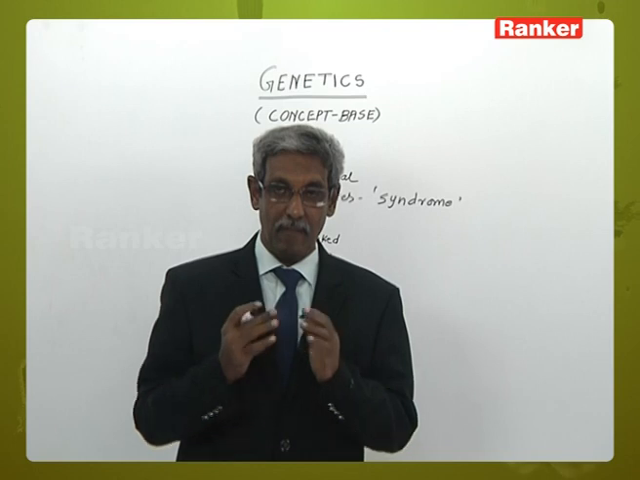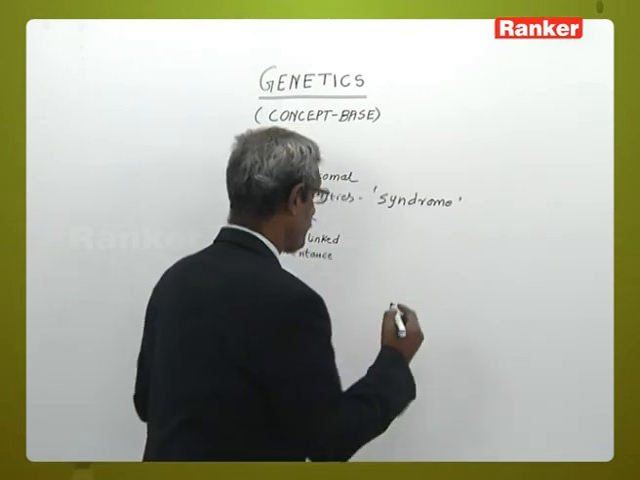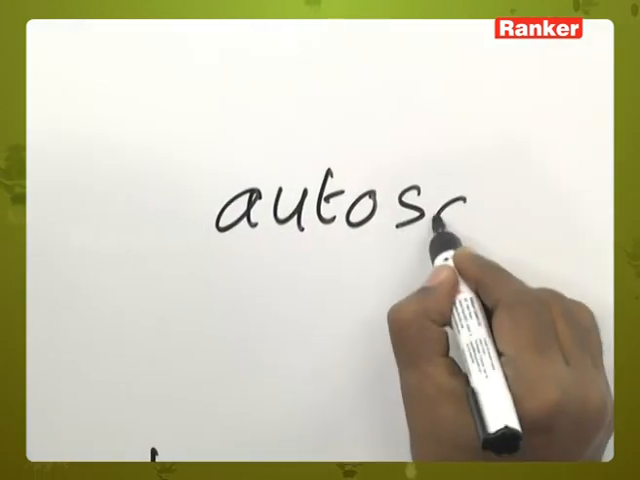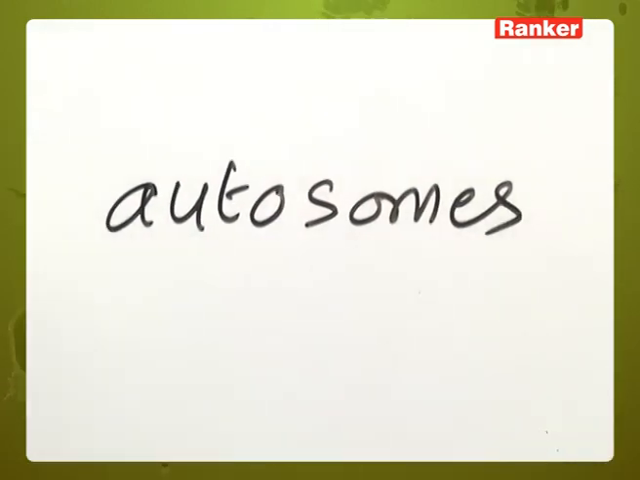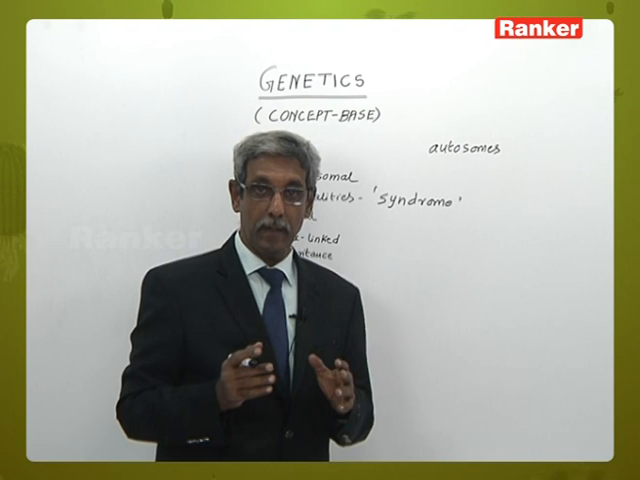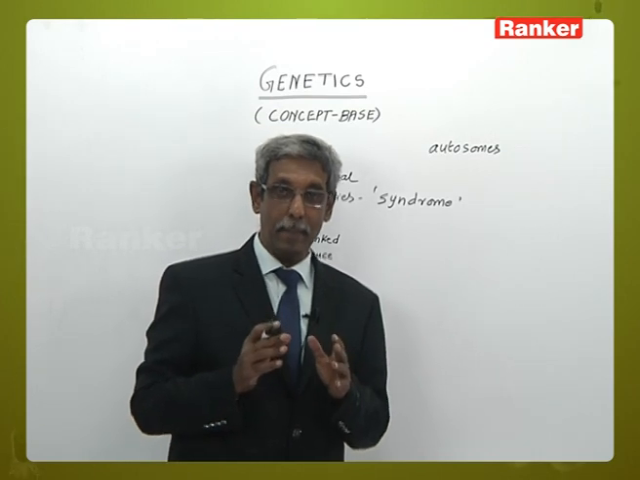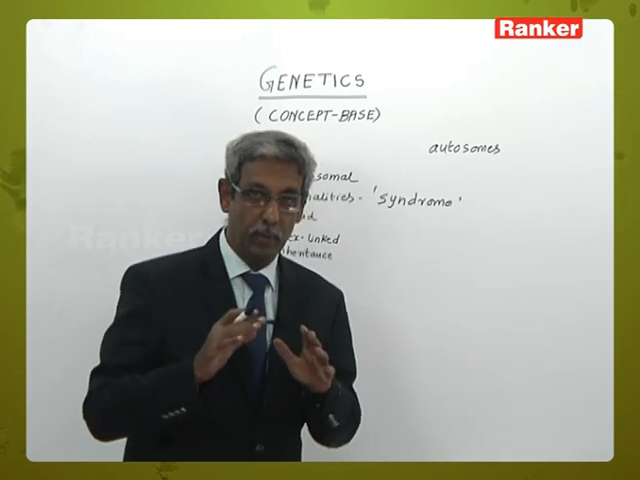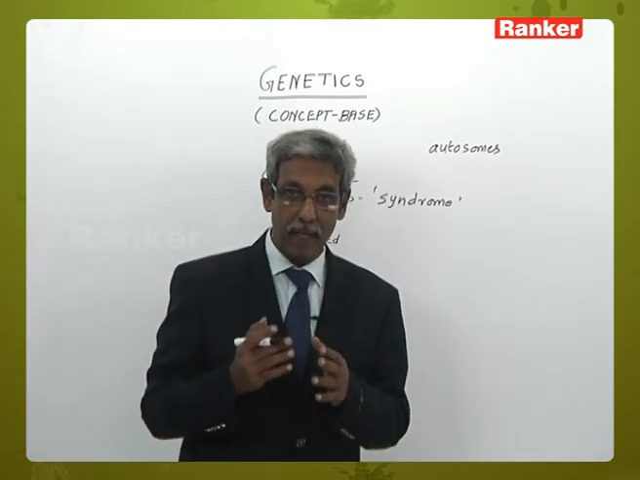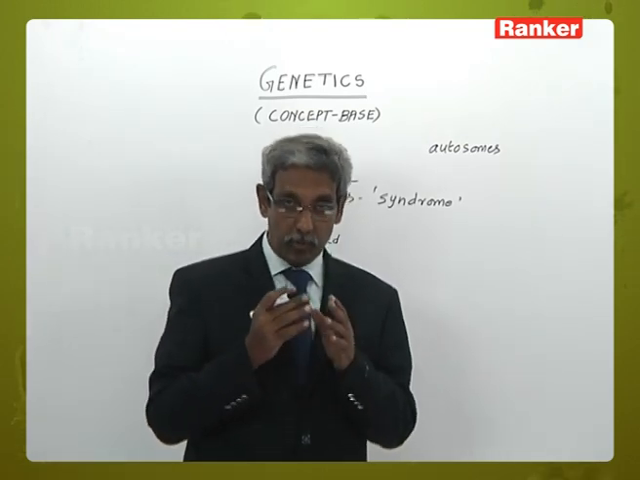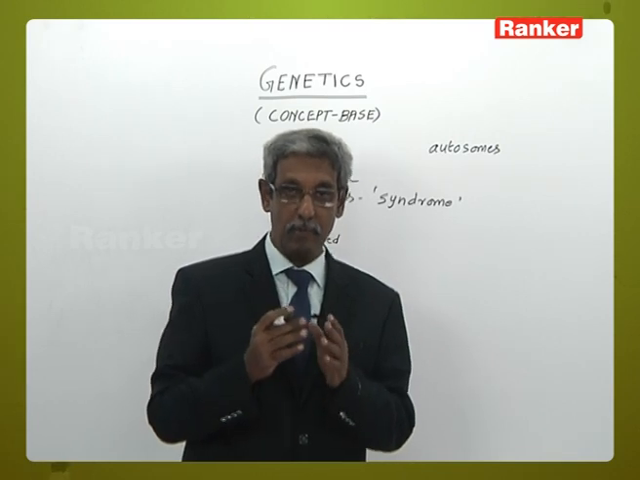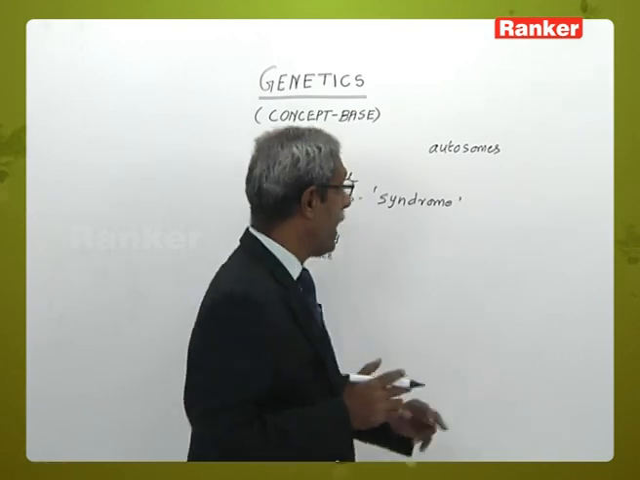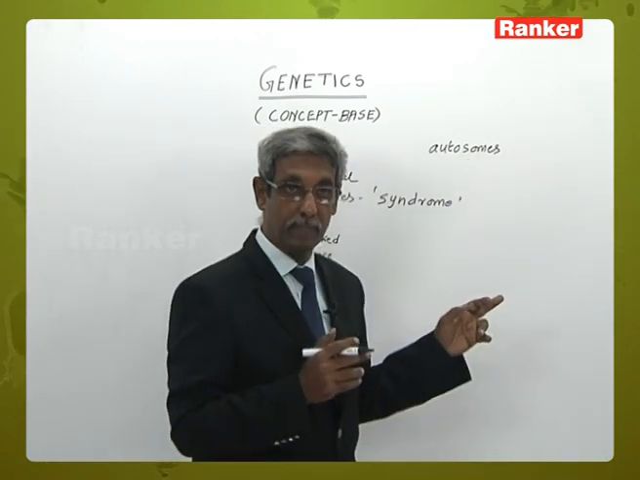That is, when we take the autosomes, the autosomes are the somatic complement of any particular cell. If you take a normal human being, we have 22 pairs of chromosomes, that is 22 plus 22 equals 44 chromosomes, and they constitute the autosomes.